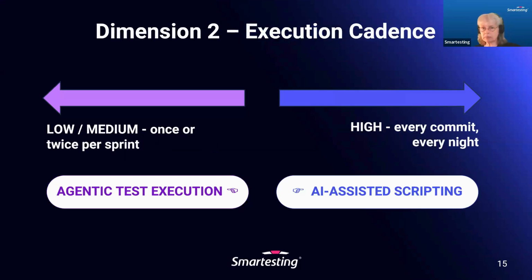If I only execute my test case from time to time, let's say once or twice in a sprint, and then sometimes in the middle, and then formally once at the end, then the agent is good. Agentic test execution is good. If I do it every time a developer clicks on commit or check in, if I run my tests every night, then of course it's much better to go for AI scripting.